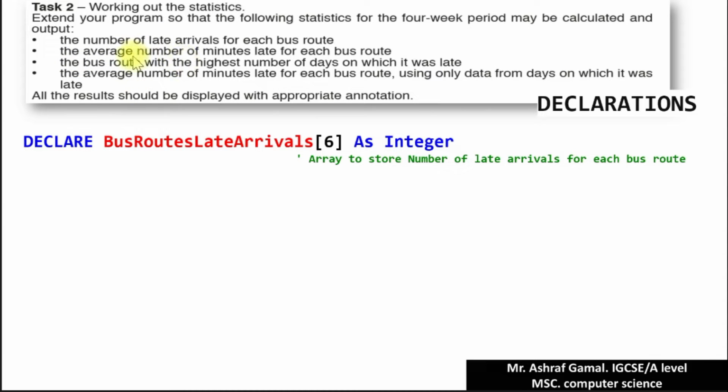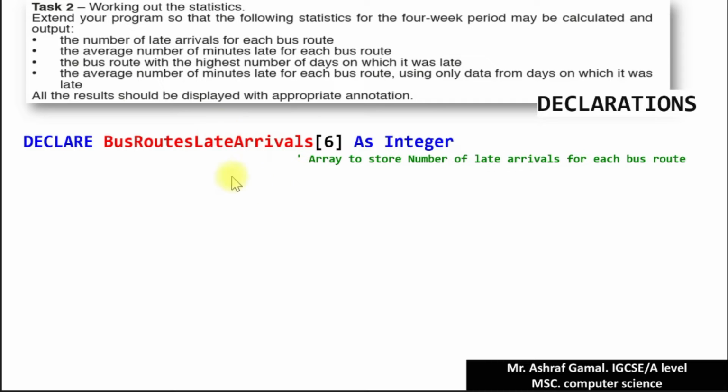To store the data for task 2 and to work out the statistics, we need to declare a number of arrays. The first array here, which is going to be named bus route late arrivals, this is a meaningful name, of 6 elements, and the data type is integer, since it's going to store only integer values. Array to store the number of late arrivals for each bus route. This is the first point here.